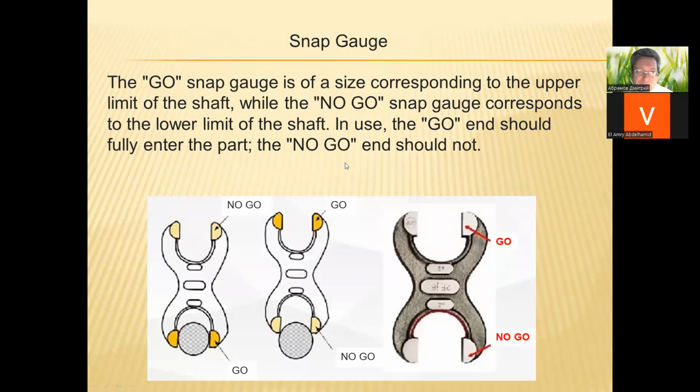Snap gauge. The go snap gauge is of a size corresponding to the upper limit of the shaft, while the no-go snap gauge corresponds to the lower limit of the shaft. In use, the go end should fully enter the part. The no-go end should not. You can see the go end and no-go end of the snap gauge.